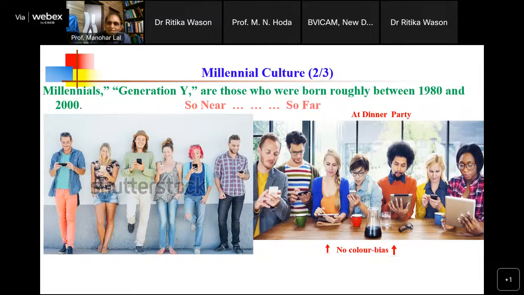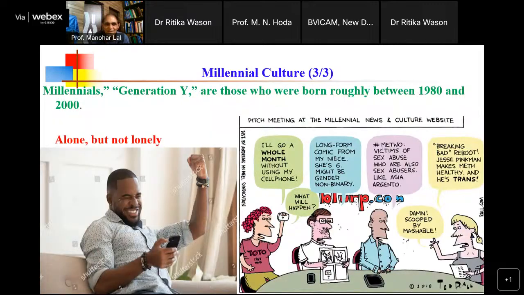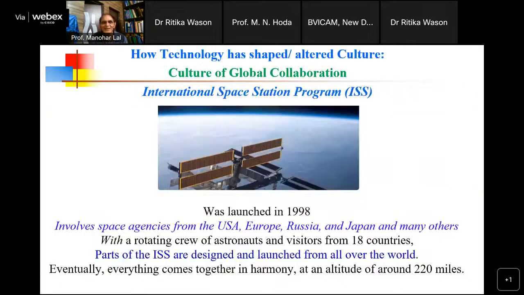Now, this is a part of the culture. That is, you are standing side by side, but you are not talking to each other at all. But you are happy otherwise. On the right hand, people are at a dinner party, but they are busy with this. This is a part of the culture. Friends, this is also a part of the culture, that the person is alone but not lonely. And here on the right, you see one of the persons makes a promise, I'll go a whole month without using my cell phone. So these are the impacts of the culture.